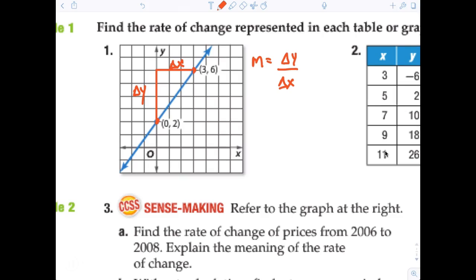Somebody tell me what delta y is. How much should I go up? 4. Thank you very much. I went up 4. And how many did I go to the right? 3. So my slope is simply what? 4 over 3. That's how simple it is. That's all you do. 4 over 3. Super easy.